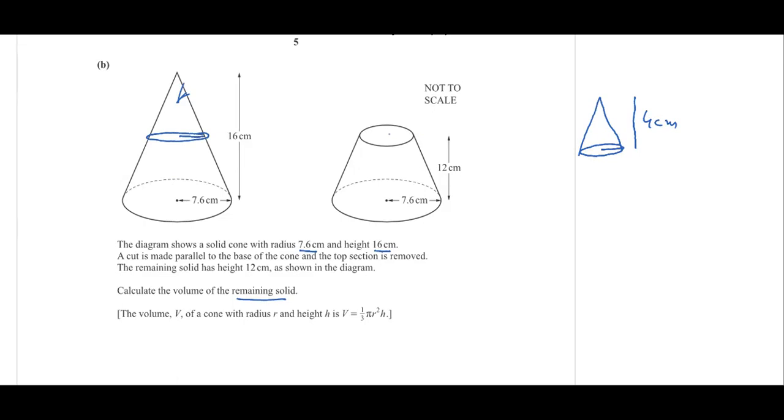If somehow we manage to find this radius, because this radius will be similar to that one, then we will be able to find the volume of the remaining solid. The volume of the full cone is given. So somehow try to find this radius. If this is R1, let's say this radius is R2. So I have to try to find this.